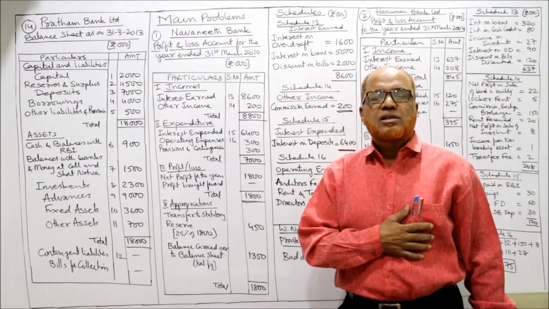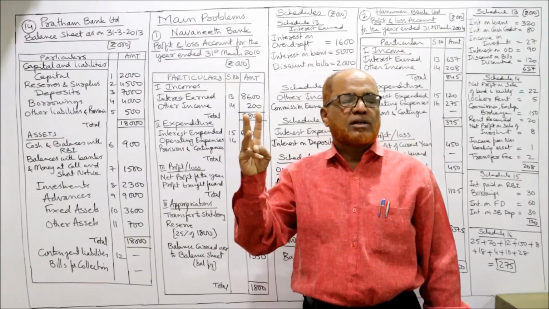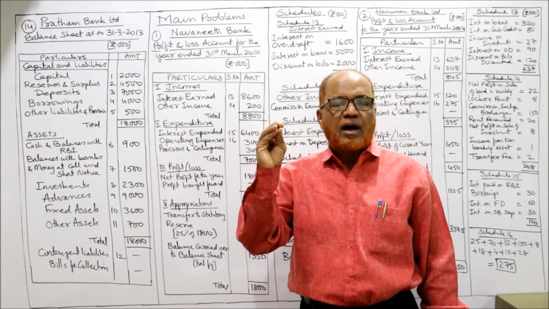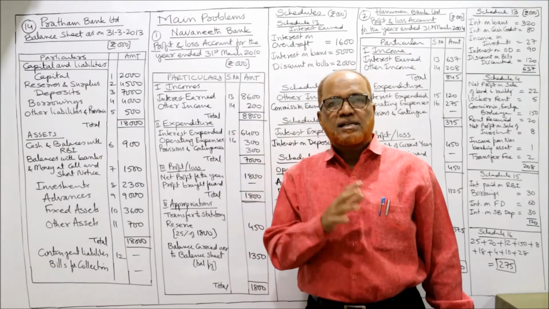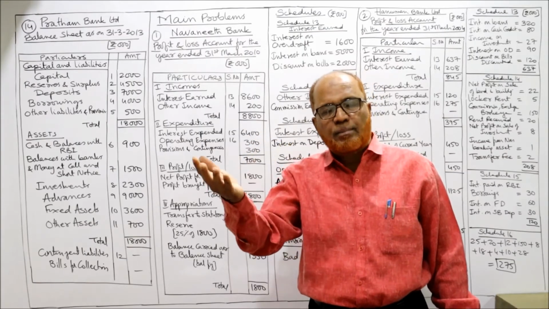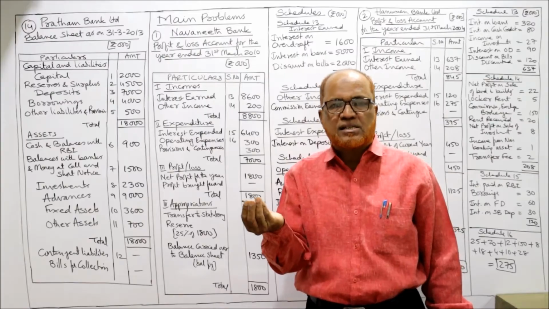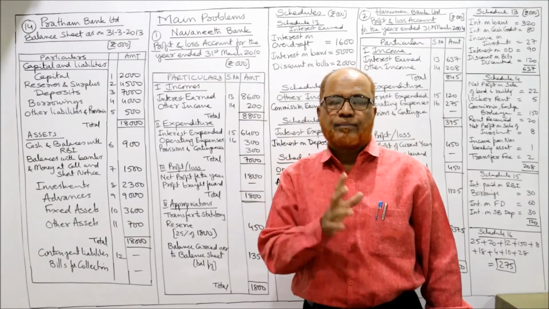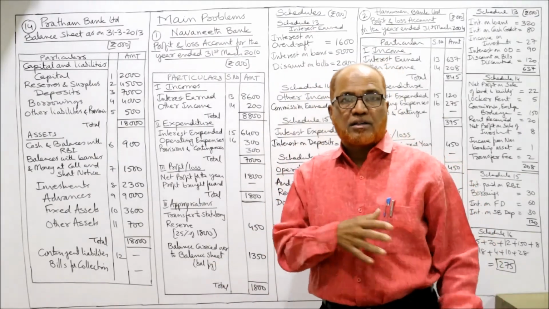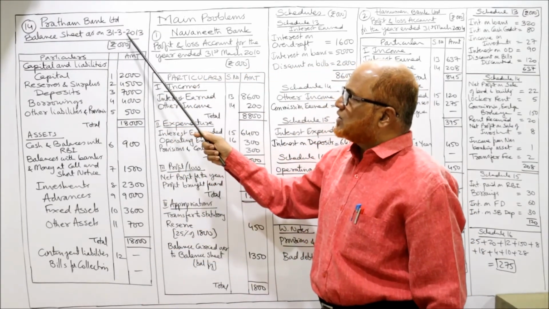Again, we'll recap the points. In the balance sheet, 12 schedules are there. Schedule 1, capital. Schedule 2, reserves and surplus. Schedule 3, deposits. Schedule 4, borrowings. Schedule 5, other liabilities and provisions. These 5 items are on the capital and liabilities side. Asset side: 6th, cash and balances with RBI. 7th, balances with other banks, money at call and short notice. 8th, investments. 9th, advances. 10th, fixed assets. 11th, other assets, total. Below the balance sheet, contingent liabilities, 12, bills for collection. This is the format, so keep in mind the complete format of the balance sheet. Now, Pratham Bank Limited, balance sheet as on 31st March.